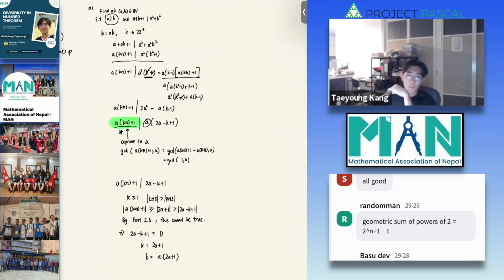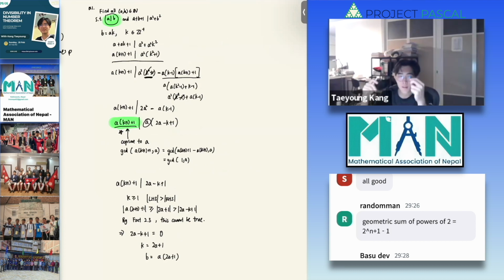Do you guys have any questions about the solution? So I'll summarize again. The main idea in the solution is, firstly, you substitute b equals ak so that you're utilizing the condition a divides b, and it becomes very easy to manipulate the whole expression.